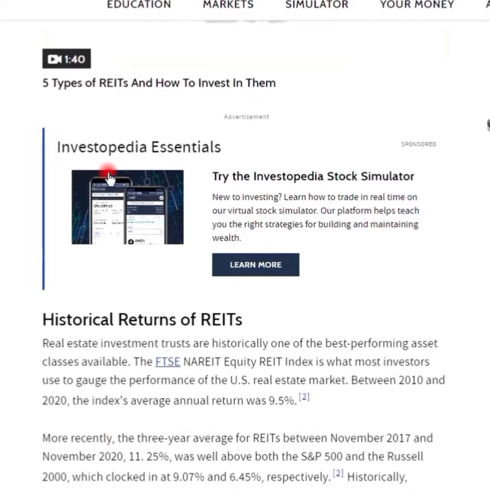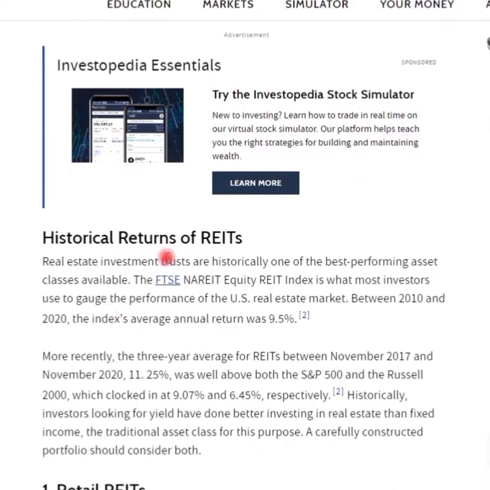So now we have five types of REITs and how to invest in them. So first, historical returns of REITs. Real estate investment trusts are historically one of the best performing asset classes available. The FTSE Nareit Equity REIT Index is what most investors use to gauge the performance of the U.S.